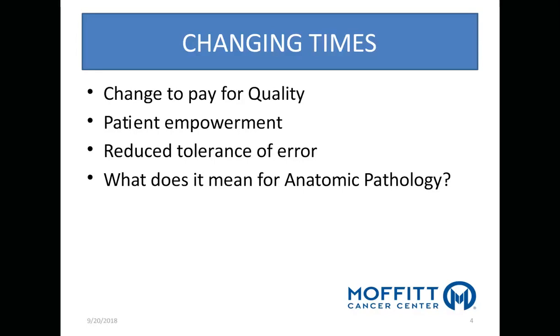In addition, patients are becoming more empowered. This is partly due to the fact that they are becoming more responsible for their own payments in terms of co-payments. They are also becoming more aware of what sorts of information are out there through use of the internet and social networks. And patients are also becoming less tolerant of error in that as they take more ownership of their own health and health care, they're less tolerant of error in the system. All of these things are creating a confluence of events for anatomic pathology.